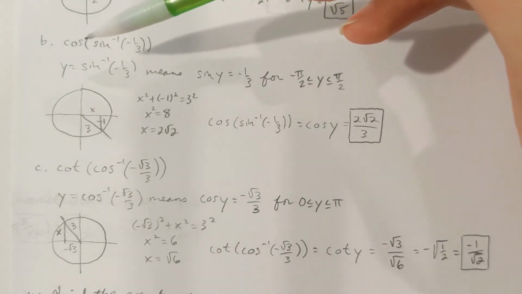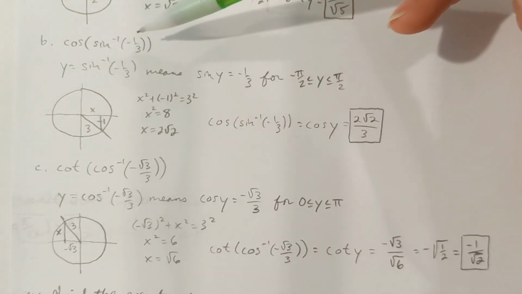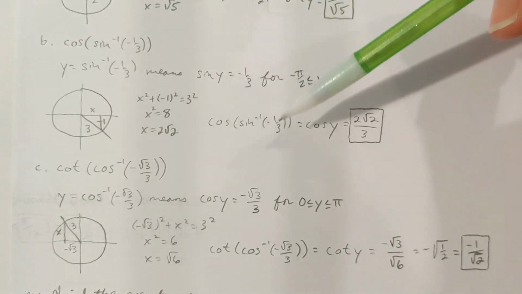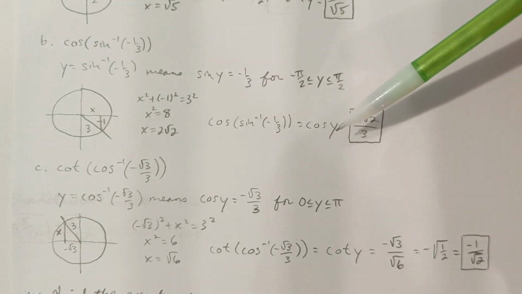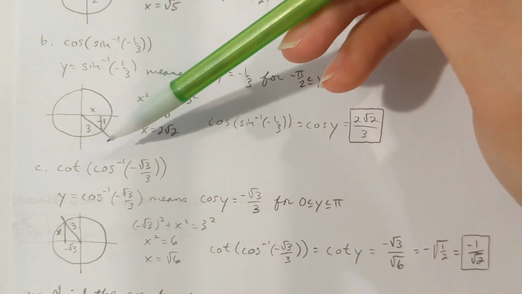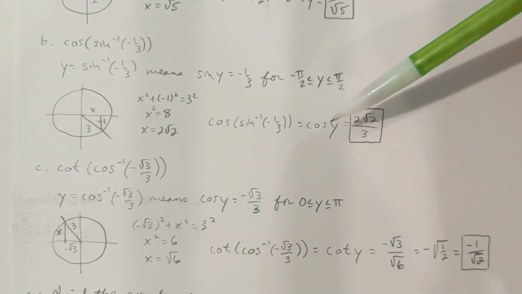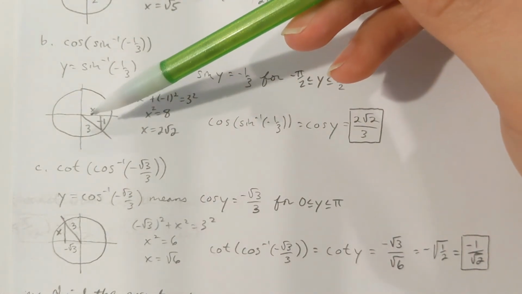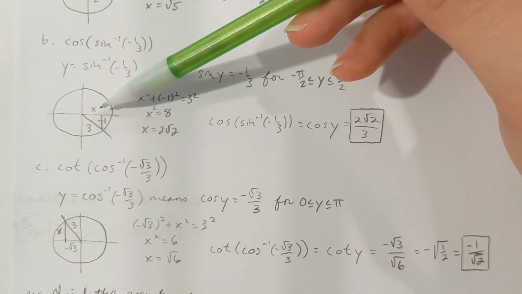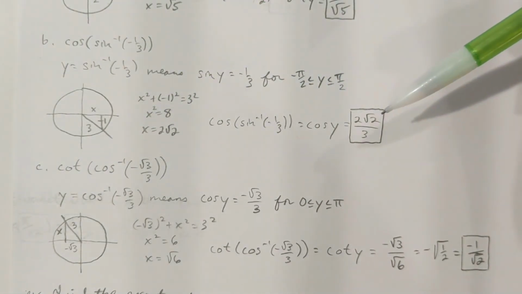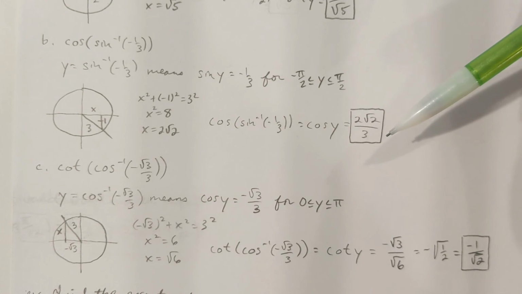Now, I want to find cosine of sine inverse of negative 1/3. Sine inverse of negative 1/3 is what I'm calling y. So I need to find cosine of y. This triangle that I built here is in terms of angle y. Cosine of an angle is where you take adjacent over hypotenuse. The adjacent side is 2 root 2. The hypotenuse is 3. So 2 root 2 over 3, that would be the exact value.